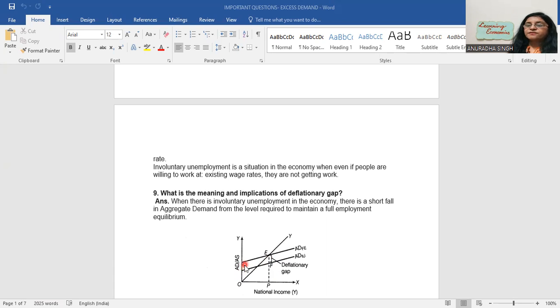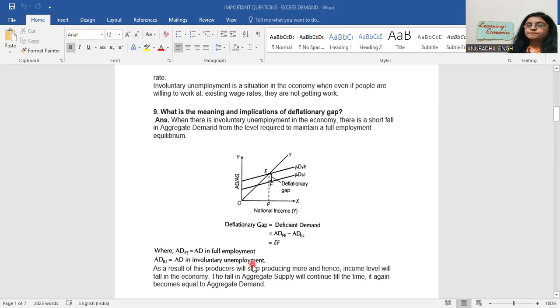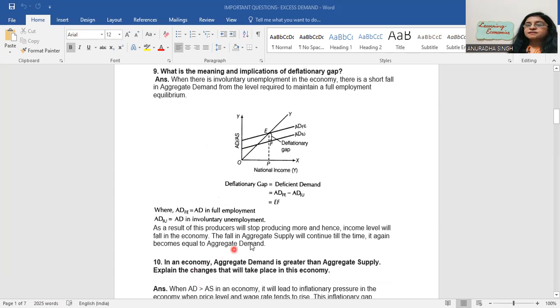If it would have happened vice versa, that this was aggregate demand first and then the new equilibrium was this, then it would have become an inflationary gap. So as a result of this, producers will stop producing, because when they feel that aggregate demand is going on becoming less, they will stop producing, because their things will not be sold and supply will become useless.